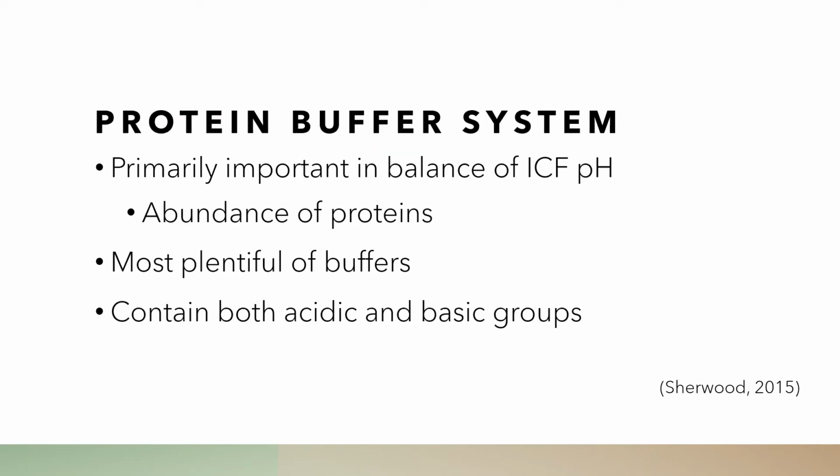Next, let's move on to the protein buffer system. This system is primarily important in the pH balance of the intracellular fluid. This is due to the massive amount of proteins found in the intracellular fluid. Proteins are considered to be the most plentiful of buffers and are important because they contain both acidic and basic groups. If there is a limitation in the amount of proteins in the plasma for buffering purposes, the carbonic acid bicarbonate system will be reinforced.